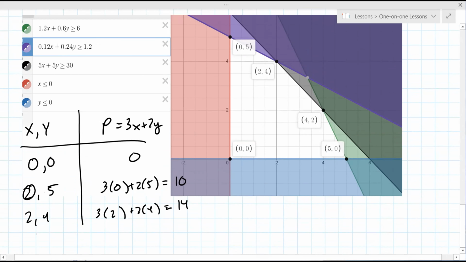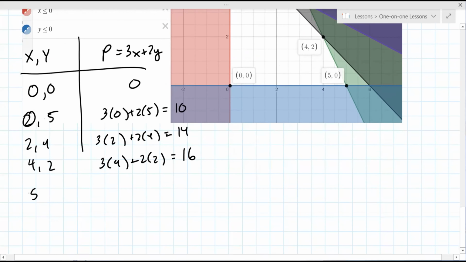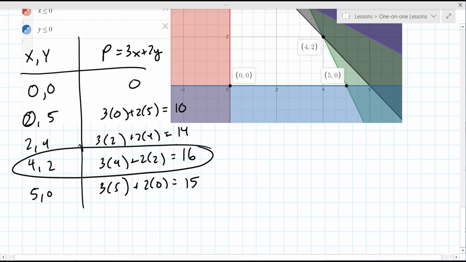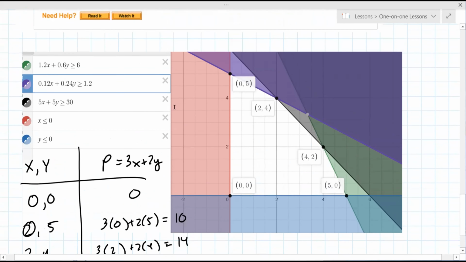So we got a new winner. 4 comma 2. 3 times 4 plus 2 times 2. That's 12 plus 4. That's 16. And then we got 5 comma 0. 3 times 5 plus 2 times 0, which is 15. So our winner here is 4, 2, 16.